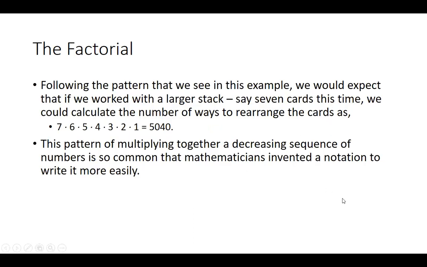Following the pattern we see in this example, we would expect that if we worked with a larger stack, say 7 cards this time, we could calculate the number of ways to rearrange the cards as 7 times 6 times 5 times 4 times 3 times 2 times 1, which would be 5,040. This pattern of multiplying together a decreasing sequence of numbers is so common that mathematicians invented a notation to write it more easily.